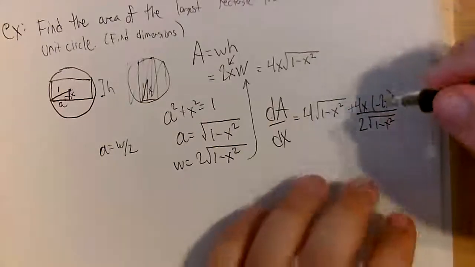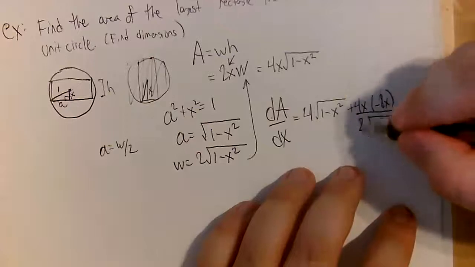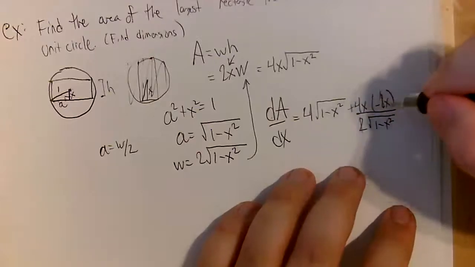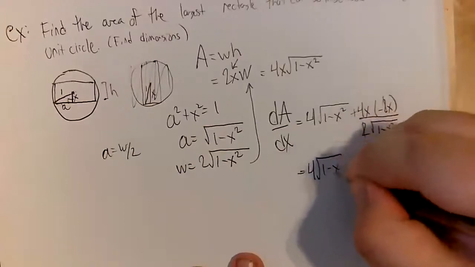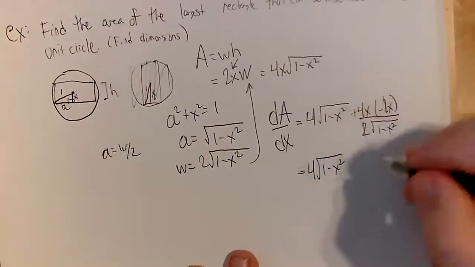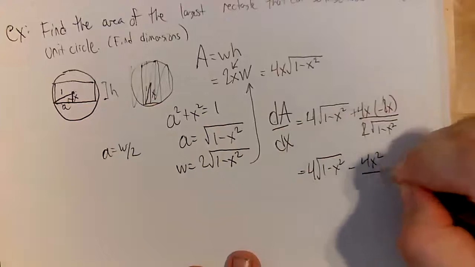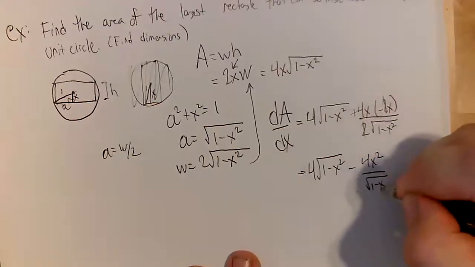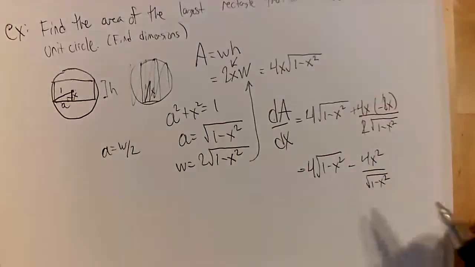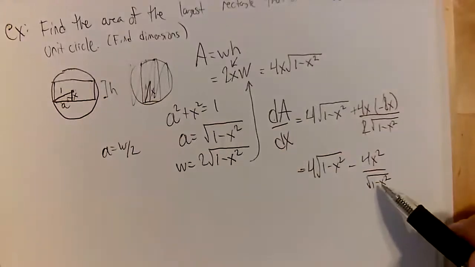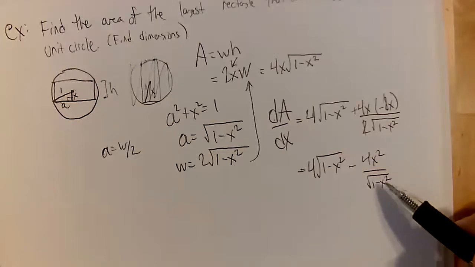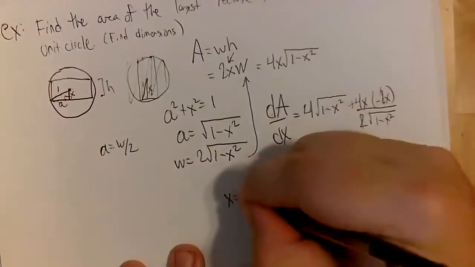All right, let's clean this up a bit. So we can cancel these 2's and move the negative here, combine the x's, and this gives us 4 root 1 minus x squared minus 4x squared over root 1 minus x squared. All right, so here's our derivative. Now we notice right away that we end up getting some critical values for x here. So we see that x equals plus or minus 1 are potential critical values.